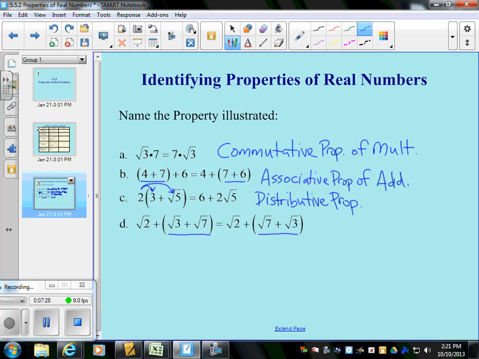So looking back at your properties, you should recognize that this is the commutative property of addition, because what we have done is change the order in which we're adding the square root of 3 plus the square root of 7. We've switched them around, and we know that whenever you switch the numbers, it does not matter. You're still going to come up with the same sum.